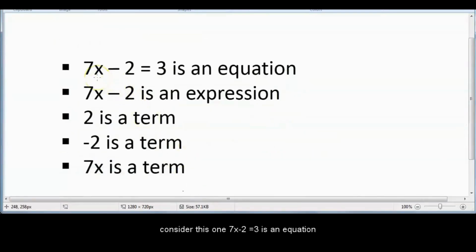Consider this one. 7x minus 2 equals 3 is an equation. 7x minus 2 is an expression. Minus 2 is a term. 7x is a term.